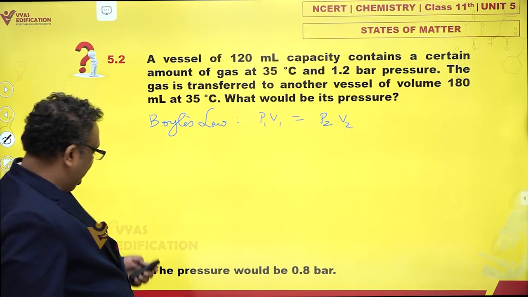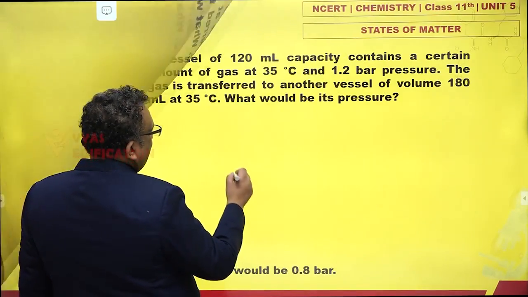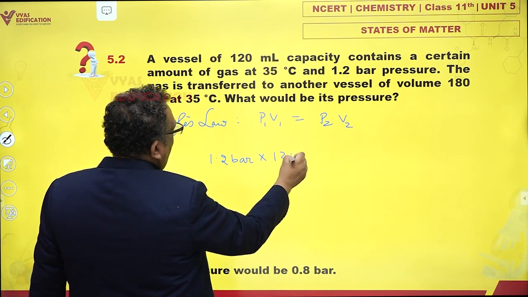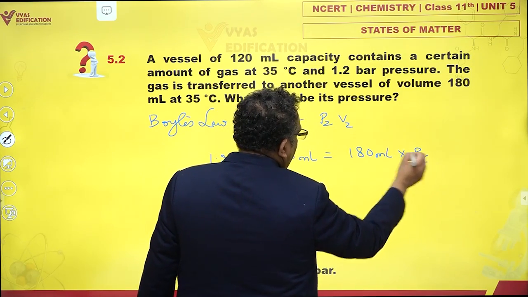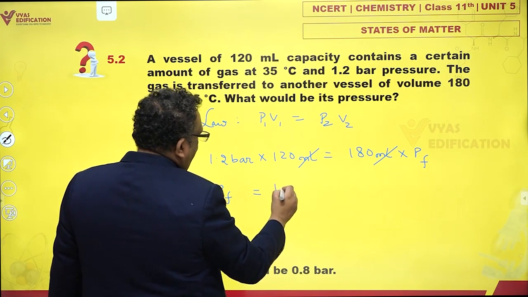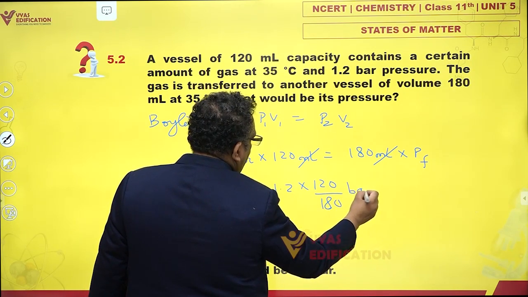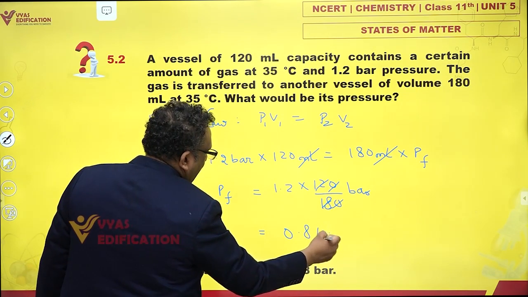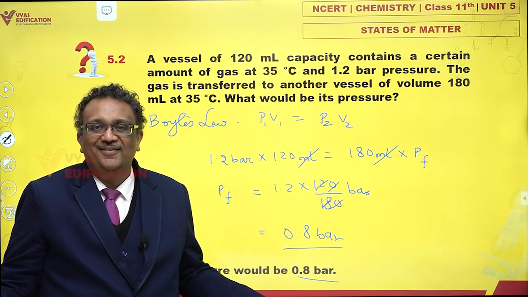How much is P1? Pressure initially was, just remember, 1.2 bar. So we have 1.2 bar. Please substitute with units into 120 ml is 180 ml into P final. ml cancels. So P final is 1.2 into 120 upon 180 bar. This is 2/3. This is 0.8 bar. So final pressure would be 0.8 bar, and that's all.